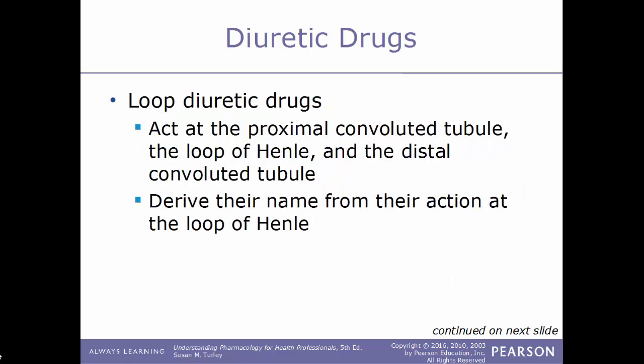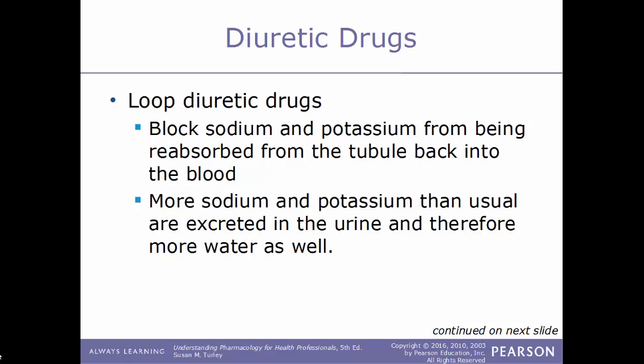Another category of diuretics, the loop diuretic drugs. These will act on the proximal convoluted tubule, and also on the loop of Henle and on the distal convoluted tubule. And this class of diuretics get their name because they act on the loop of Henle, and that structure is also known as the nephron loop. Now, this category of drugs will block sodium and potassium from being reabsorbed from the renal tubule back into the blood.